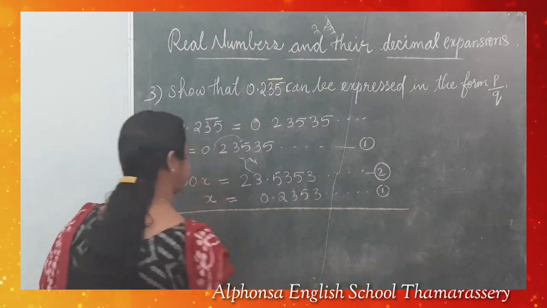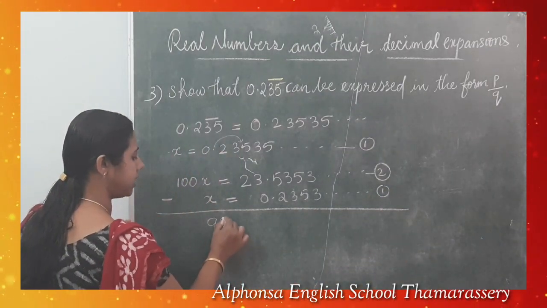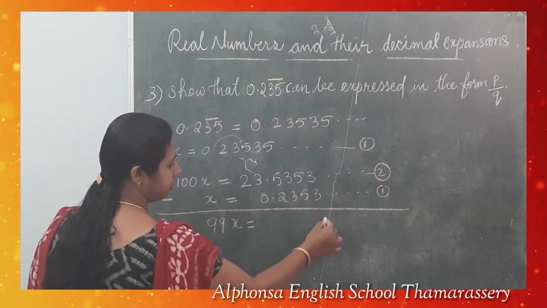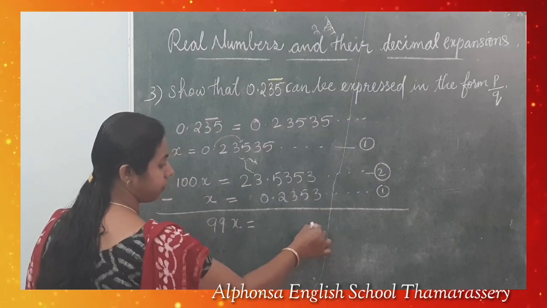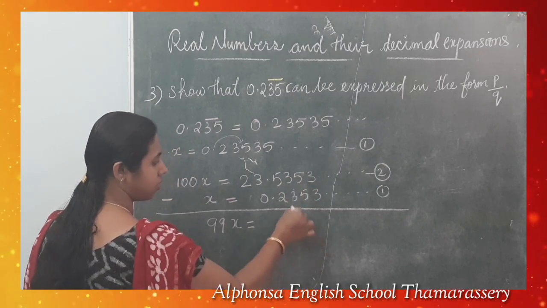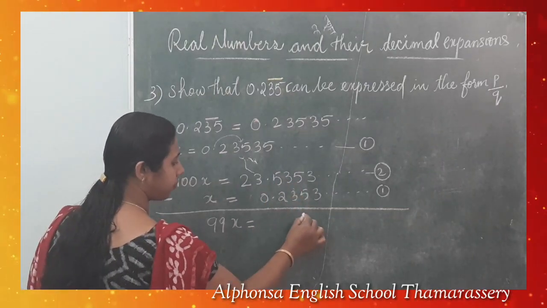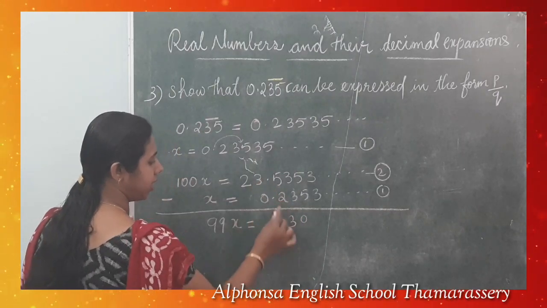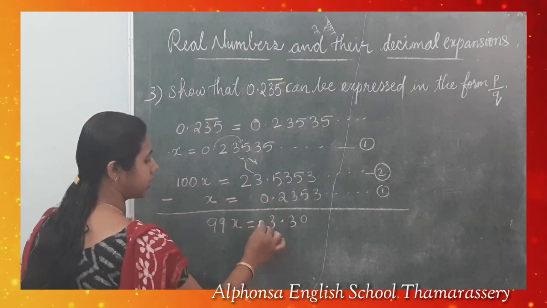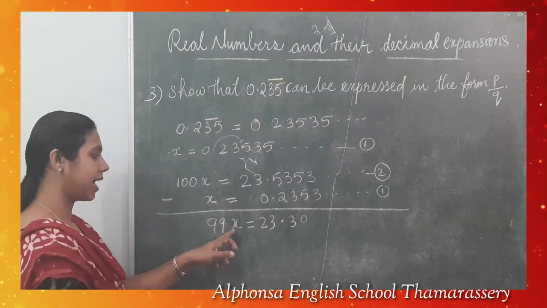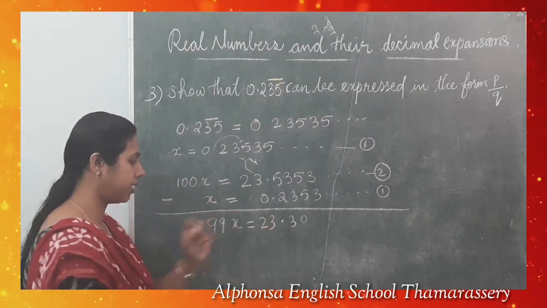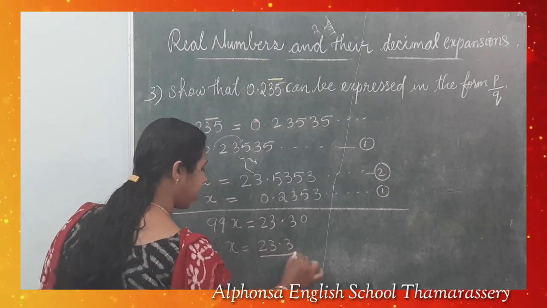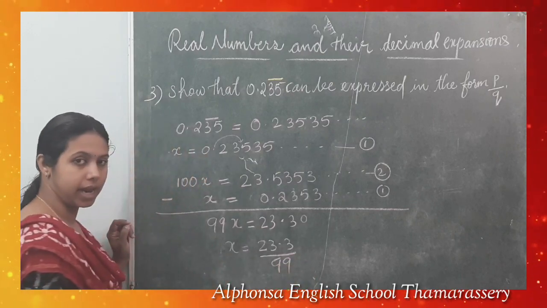When you are subtracting, 100x minus x is 99x, which is equal to, here you can see 3 minus 3 is 0, 5 minus 5 is 0, 3 minus 3 is 0, 5 minus 2 is 3, 3 minus 0 is 3, 2 minus 0 is 2. So 99x is equal to 23.3. Therefore, x is equal to 23.3 divided by 99.